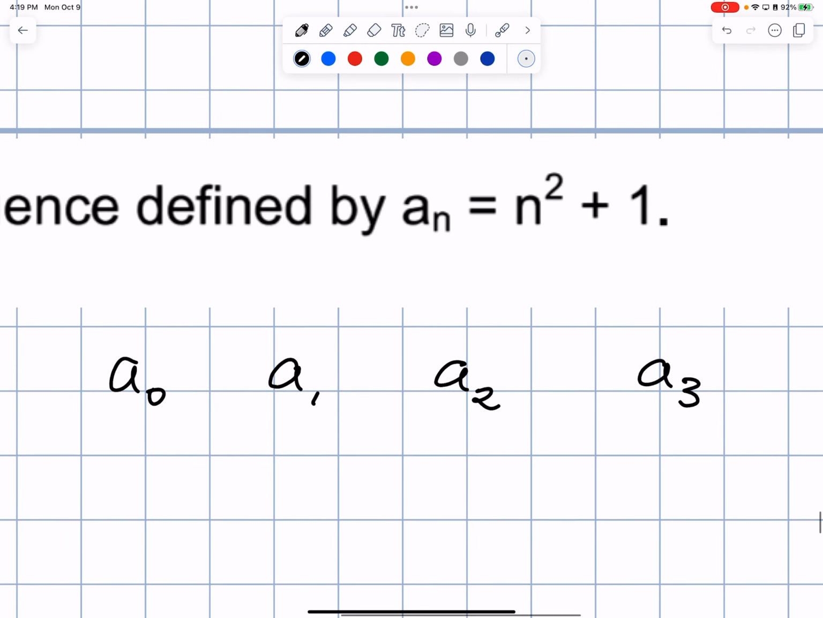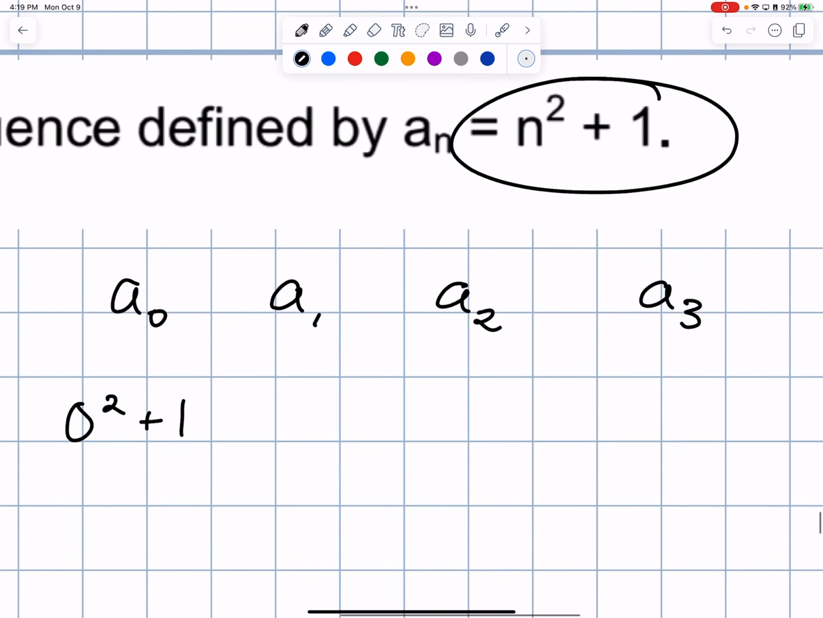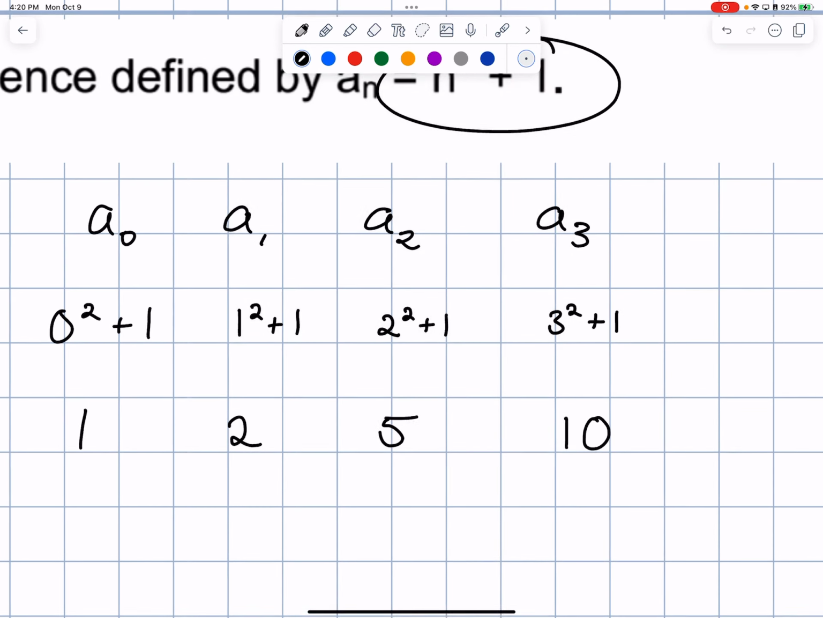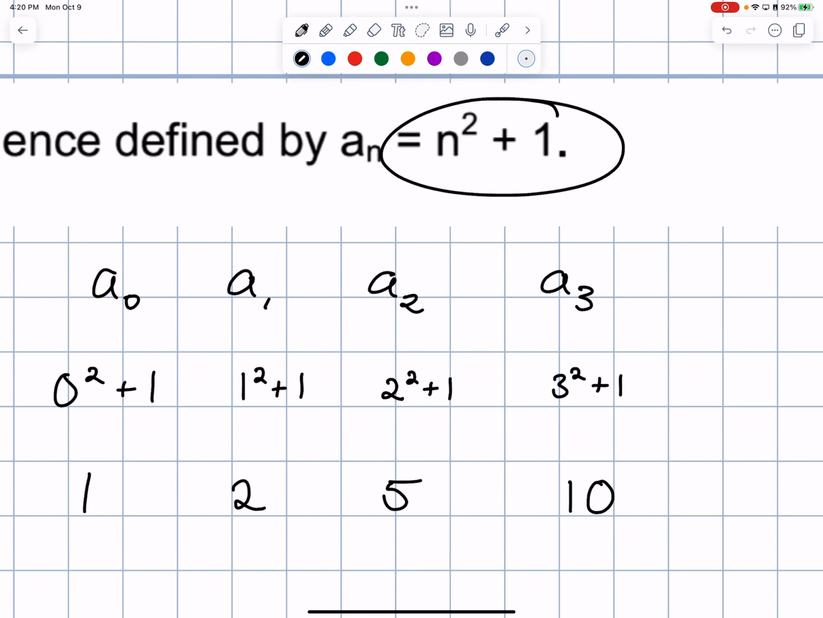If I plug in 0 to this, what do I get? 0 squared plus 1? 1. Then I plug in 1 squared plus 1, which is what? 2. And then I plug in 2 squared plus 1, which is 5. And then I plug in 3 squared plus 1, which is 10. Those are the first 4 terms. I just plug in 0, plug in 1, plug in 2, plug in 3. Questions?